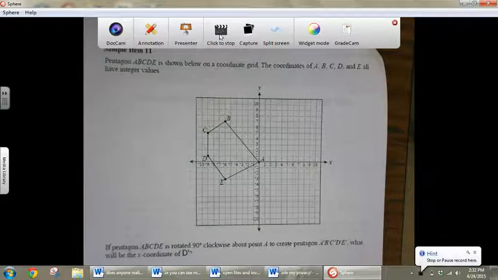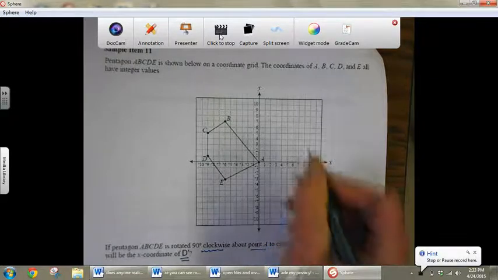Number 11, we are going to be figuring out where coordinate D would be located if we rotated 90 degrees clockwise about point A. So I need you guys to remember that on the end of course exam, it is always counterclockwise unless they write the words clockwise. So in this case, we have 90 degrees clockwise. And the point of our rotation is point A.